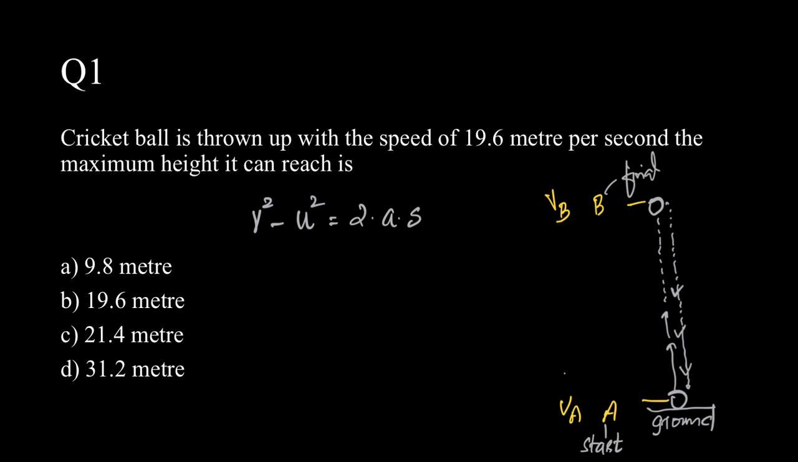So I'll try to explain that sign convention when and where necessary. It goes like this: the body is projected in the upward direction, whereas the acceleration due to gravity always acts in the downward direction. So if you take the upper portion to be positive and the lower portion to be negative, we can say that velocity, which is moving upwards, is positive, and acceleration due to gravity, which is acting downwards, is negative. So we'll take velocity as positive and acceleration due to gravity as negative.